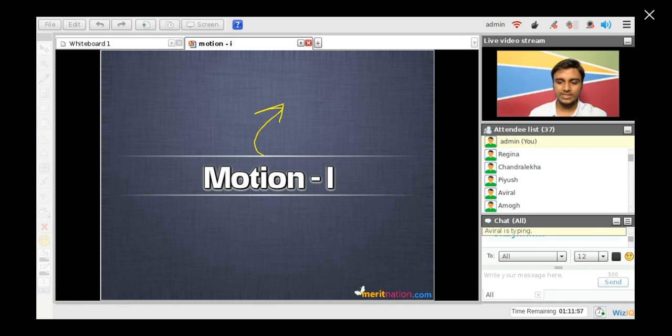So basically in this class I am going to start a new chapter. This is motion, the basic chapter of mechanics. Those people who are attending this class for the first time, you are on the safe side because this is the first class of this chapter. In the last class we discussed the doubts of the chapter units and measurement, right?